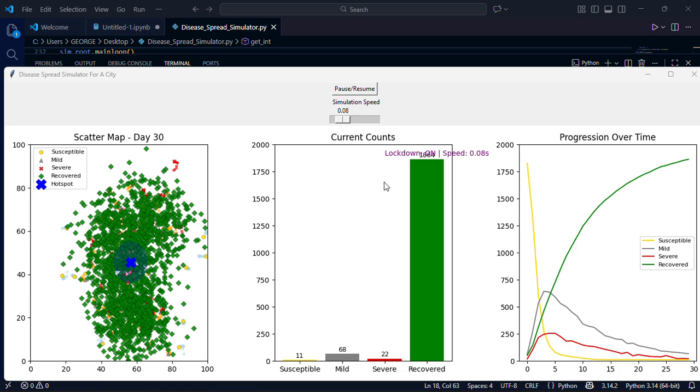I also have my bar graph here that gives me a live representation of all information related to the scatter map. So, for example, I have recovered number, severe, mild, susceptible, and I also have a graph that gives me a breakdown of whatever just happens. So, I can see that the number of susceptible people have decreased initially from around 1750 to almost zero. Yeah, so after the simulation, I also have buttons for increasing simulation speed and for pausing and resuming the simulation.